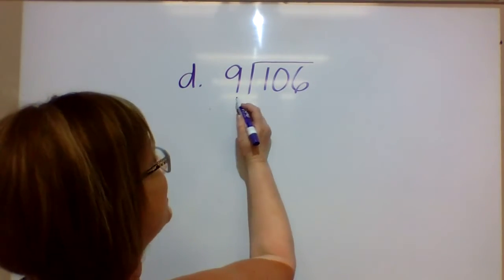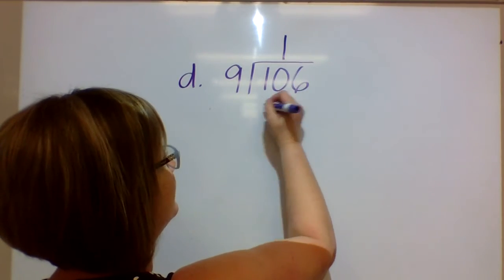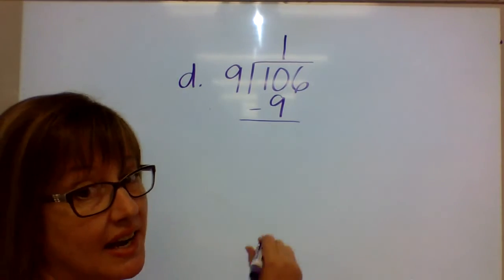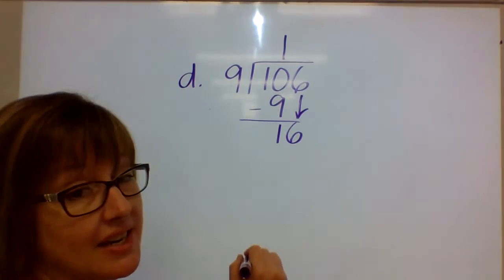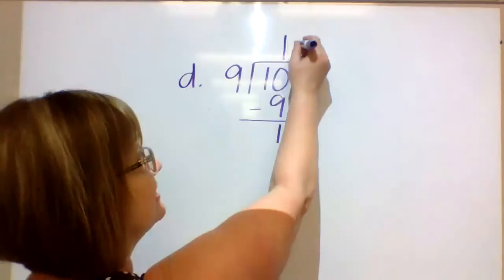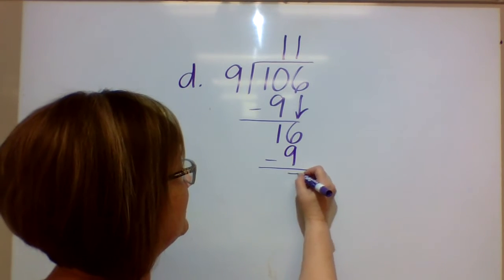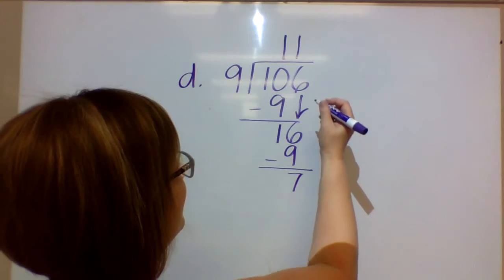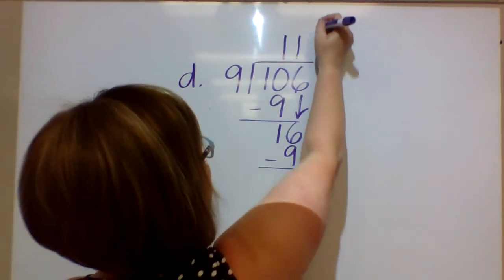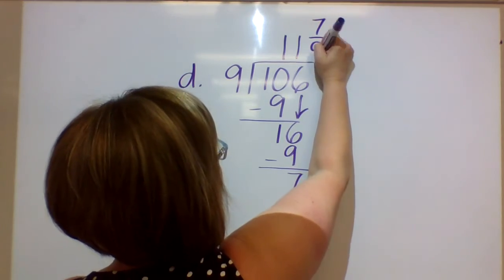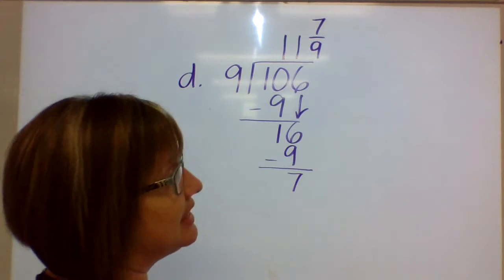And Bronson. Okay, 9 goes into 10. How many times? 1. 1 times 9 is 9. 10 minus 9 is 1. Compare, it's smaller. Bring down 16. 9 times 2 is 18. It doesn't quite make it. So it's 1 again. And we end up with 7. And we need to round this off to the nearest whole number. So it's 11 7/9.